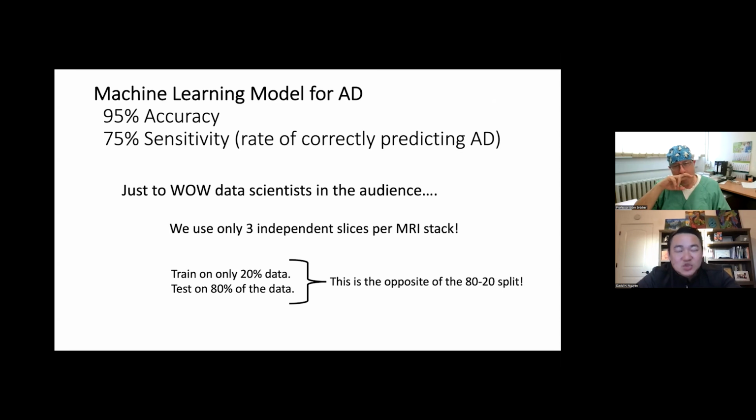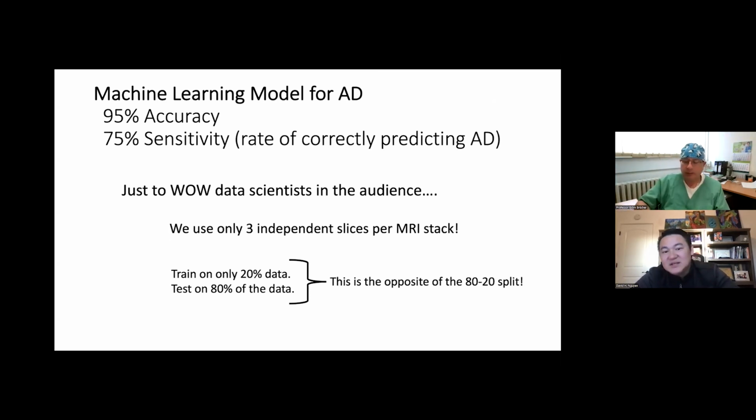One, it assumes that your data is inherently noisy, which data often is. And two, it assumes that the readout between your two groups, say normal versus affected, is small. So based on those two assumptions, it makes a lot of sense to train on the larger amount than you test on.